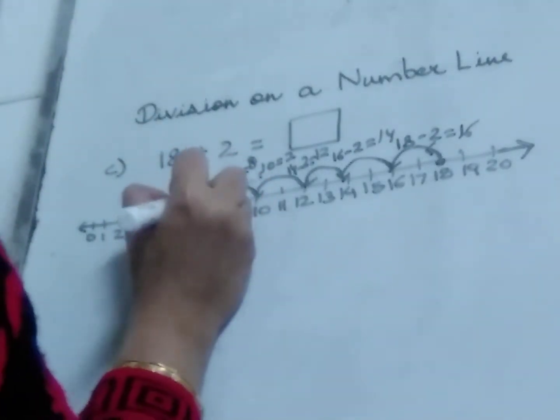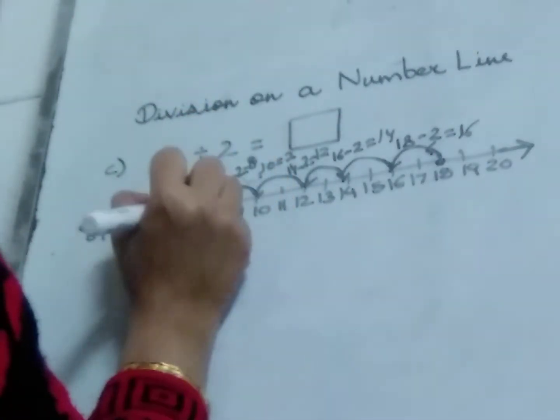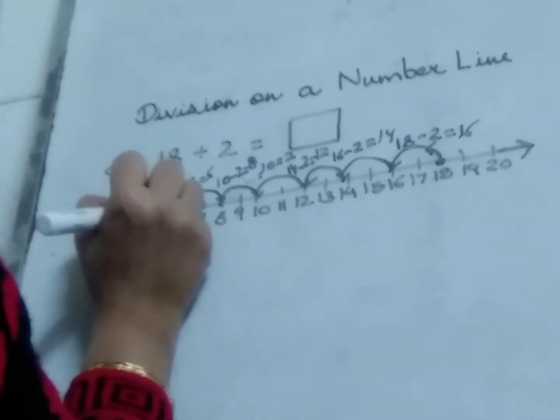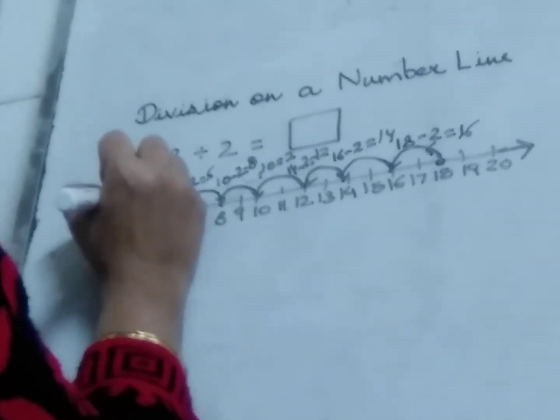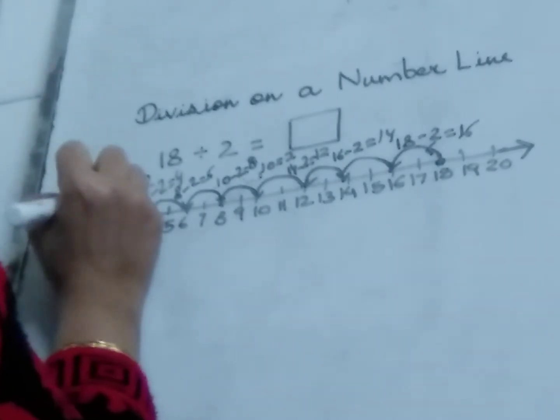Next is 8 minus 2, you get 6. 6 minus 2, 4. 4 minus 2, 2. And the last one is 2 minus 2, you get 0.